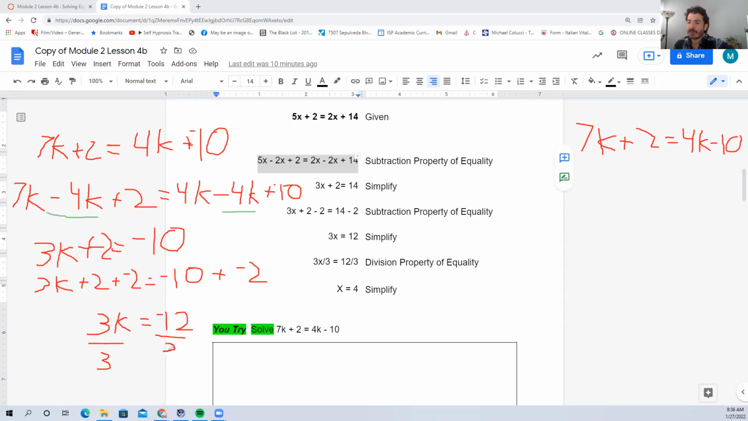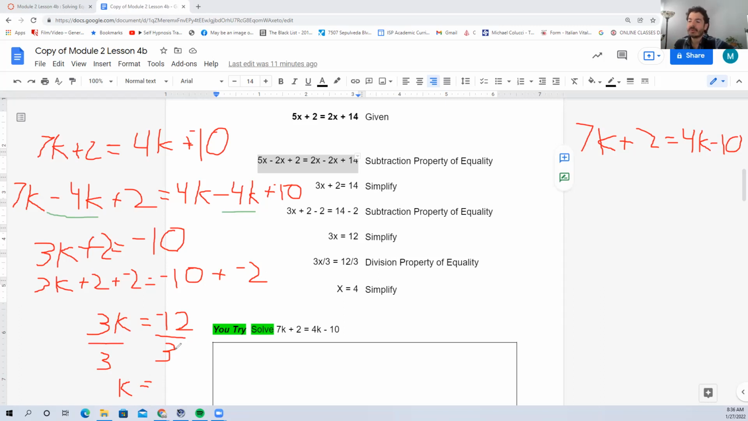I'm going to divide both sides by 3. This is the same thing as multiplying by the reciprocal. I'm essentially multiplying by 1/3 here. 3 times 1/3, or 3 divided by 3, same idea, is 1. So I have 1k. I don't need to write in the 1 because in algebra, we assume that there's a 1 next to an unknown if there's no other number there.